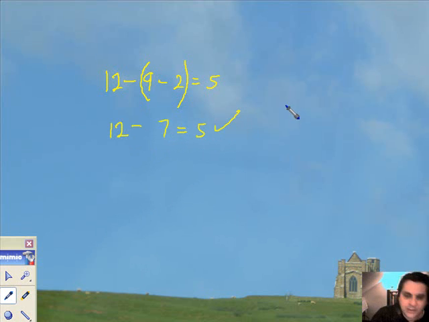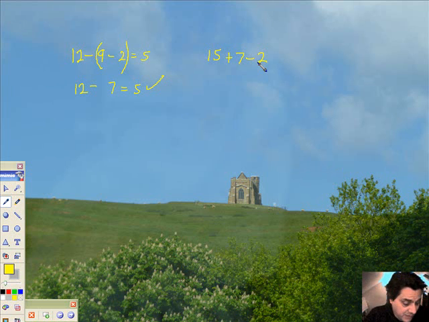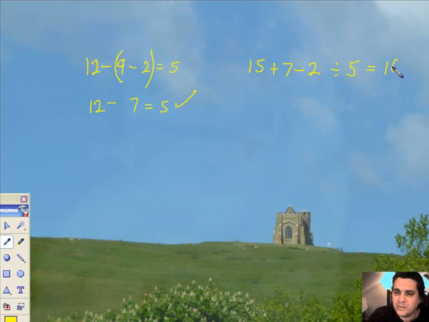Let's try another one. This is going to be E, 5E. I've got 15. I can't tell if that's plus or divide. I think it's plus. So 15 plus 7, take away 2, divide by 5. I can see that. I've got to make 16. Again, I'm thinking on my feet. Divide by 5. And I've got to make 16 somehow.